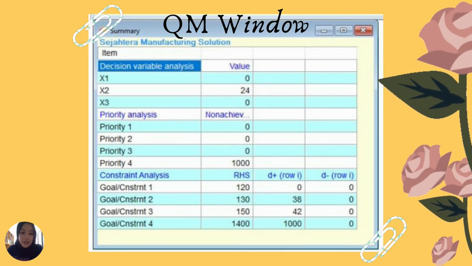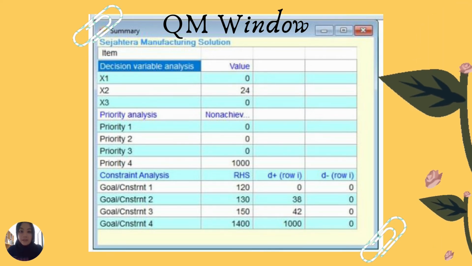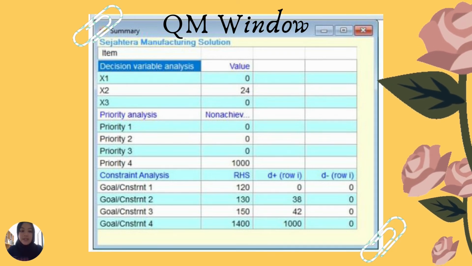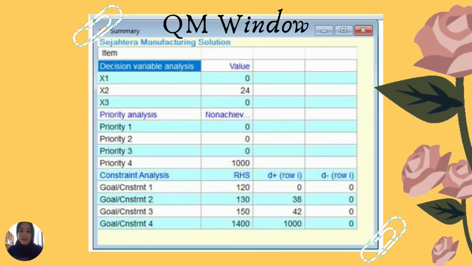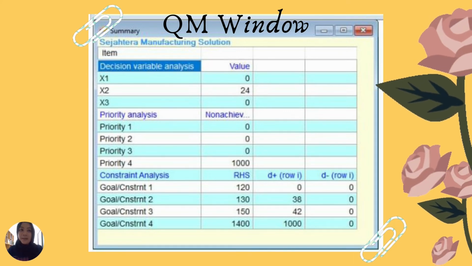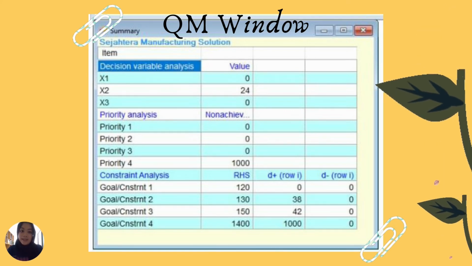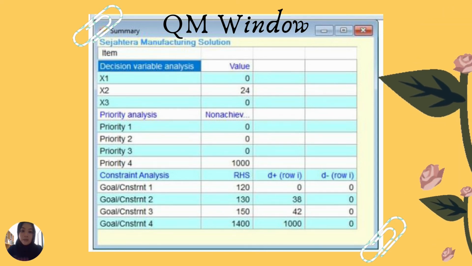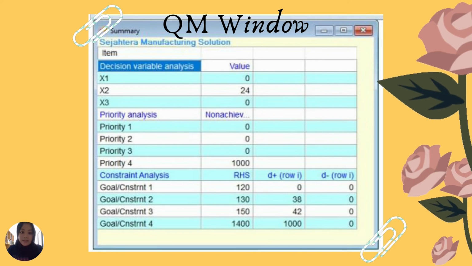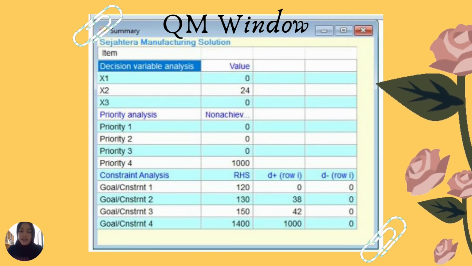Next, we proceed with the non-achievable column. We can see that for priorities 1, 2, and 3, the value is 0. That means priorities 1, 2, and 3 can be pursued. But priority 4 is different. The value is 1000, which means priority 4 cannot be pursued.